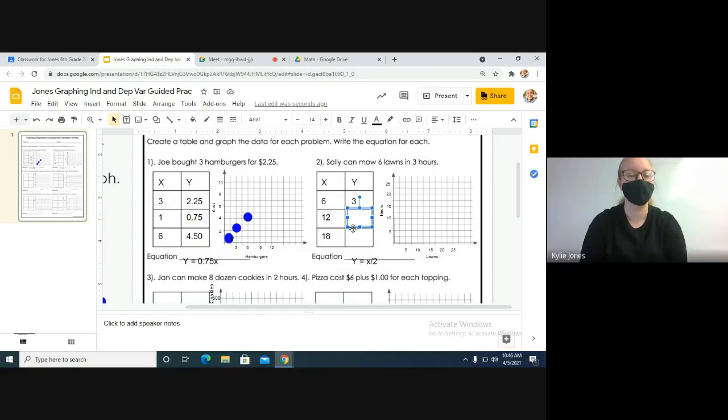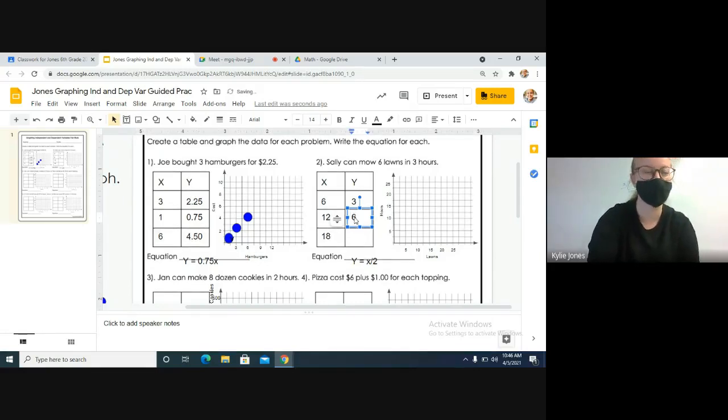Okay, so we are dividing by 2 on this one. What is 12 divided by 2? 6. So it takes 6 hours to mow 12 lawns. What about 18 divided by 2? 9. It takes 9 hours to mow 18 lawns.